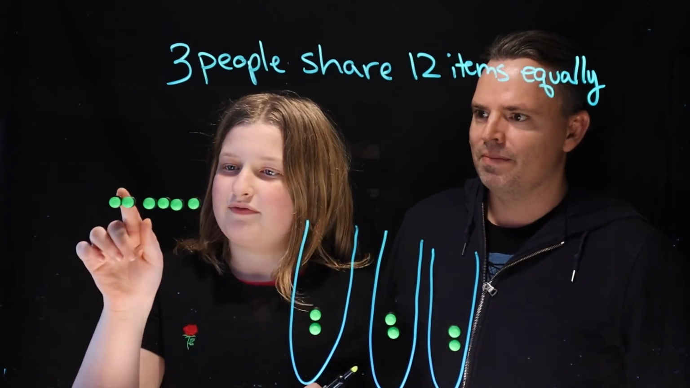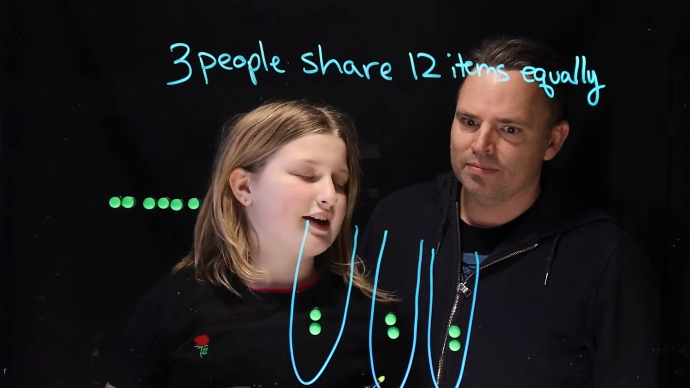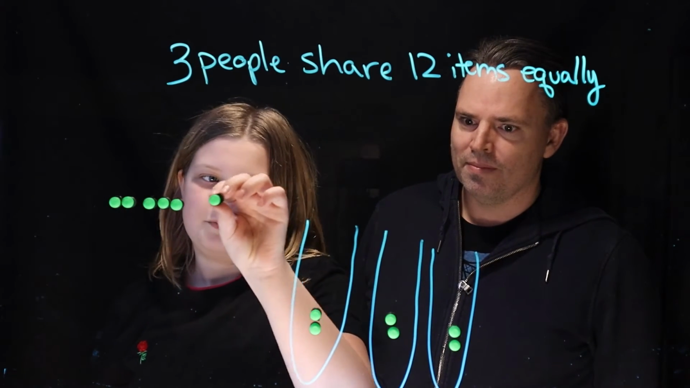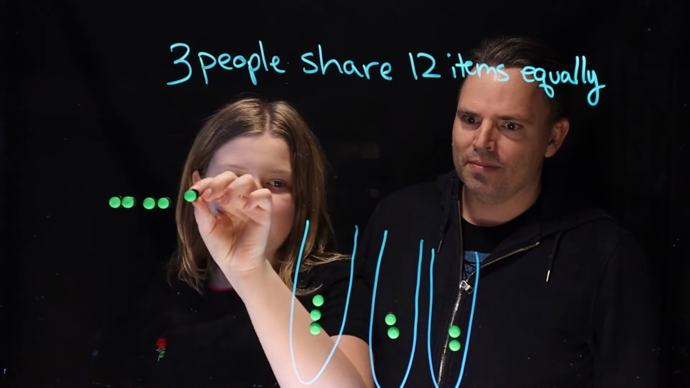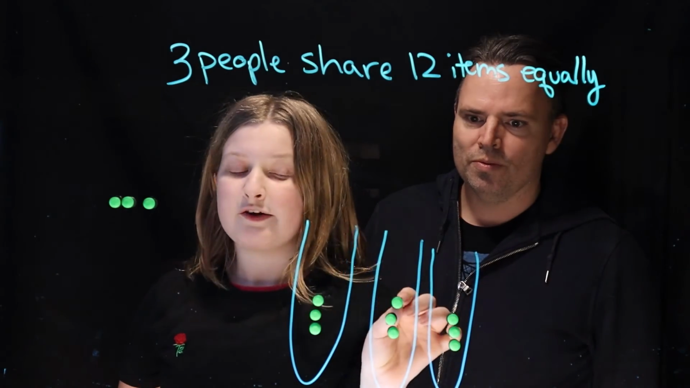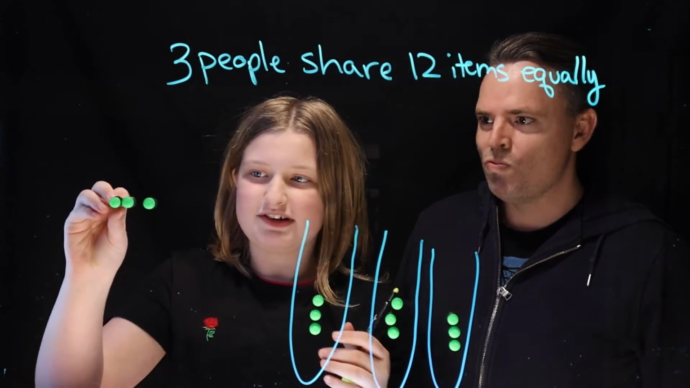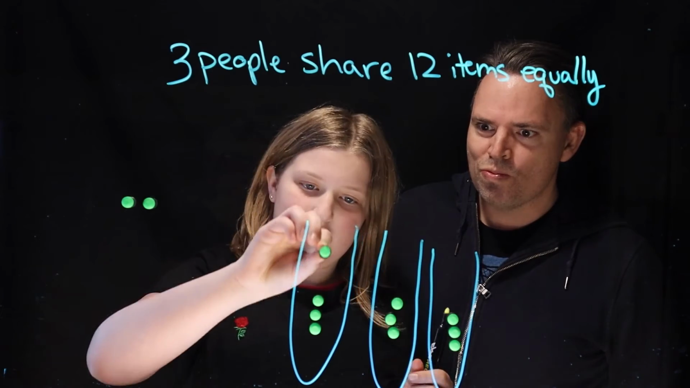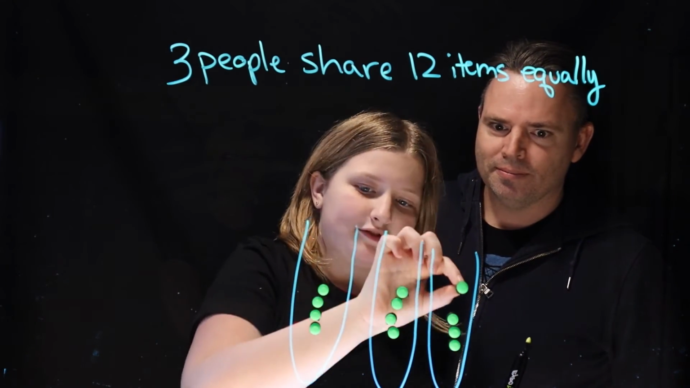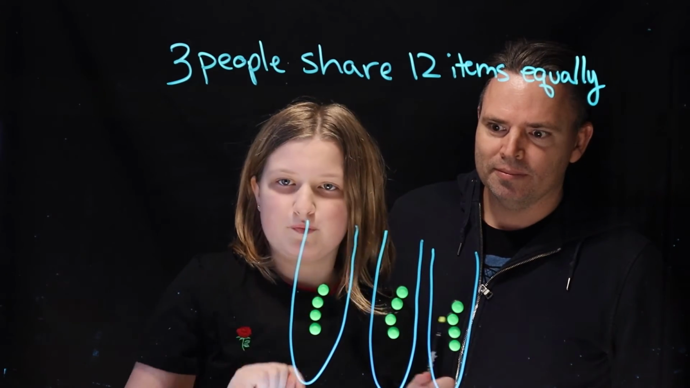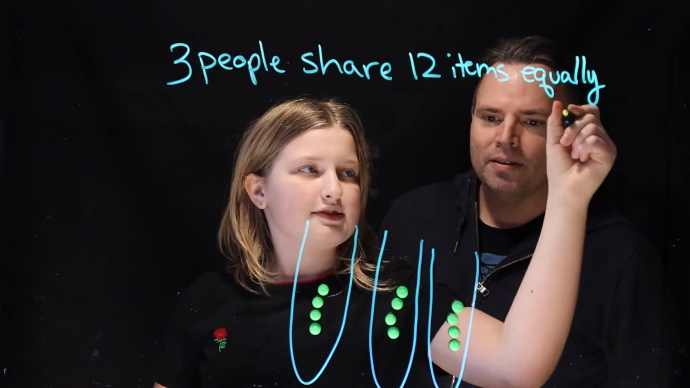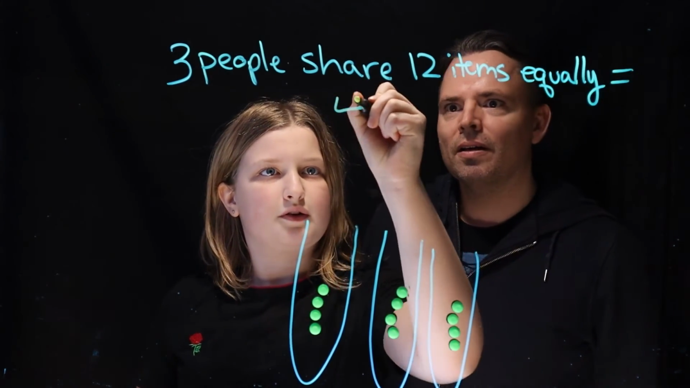Oh. Now we have 2, 4, 6 left. So I want to add 1. I'm going to try adding 1. Now we have 3 left. So if I were to put 1 in each group, it would already be 4 because it's only 3 here. So we have 1, 2, 3, 4. So that means 3 people sharing 12 items equally is 4.